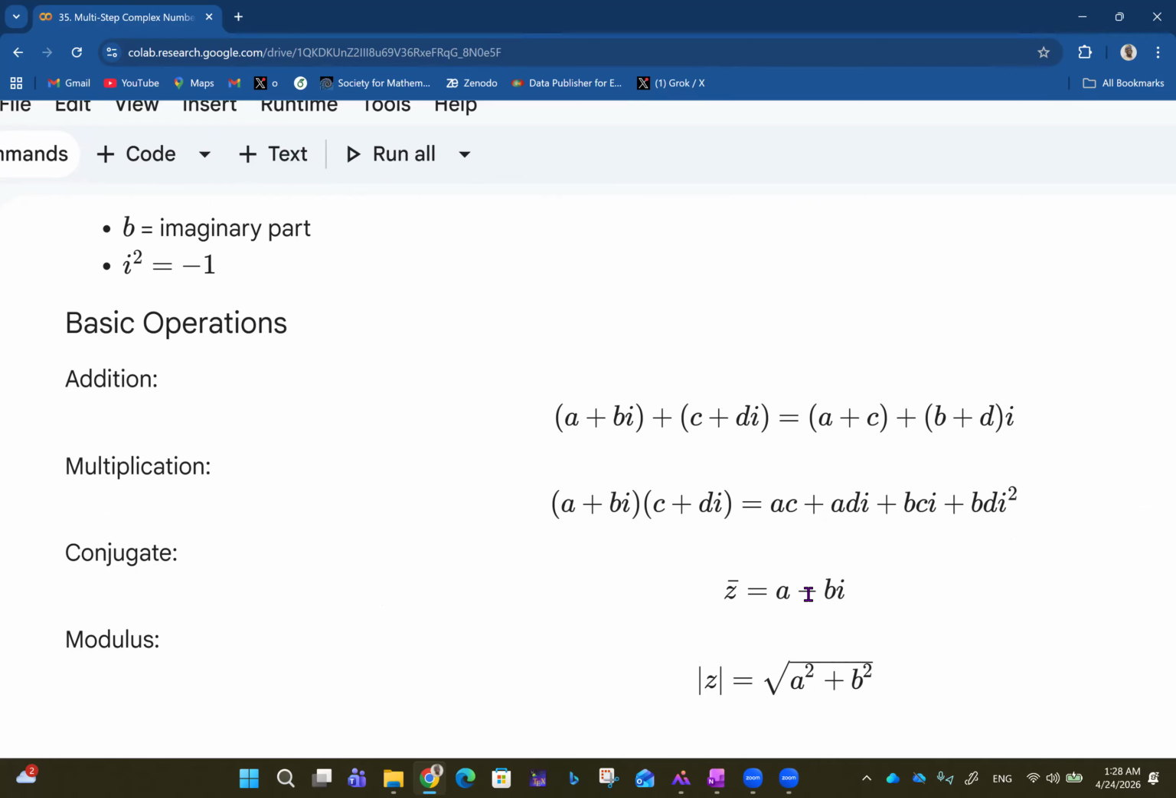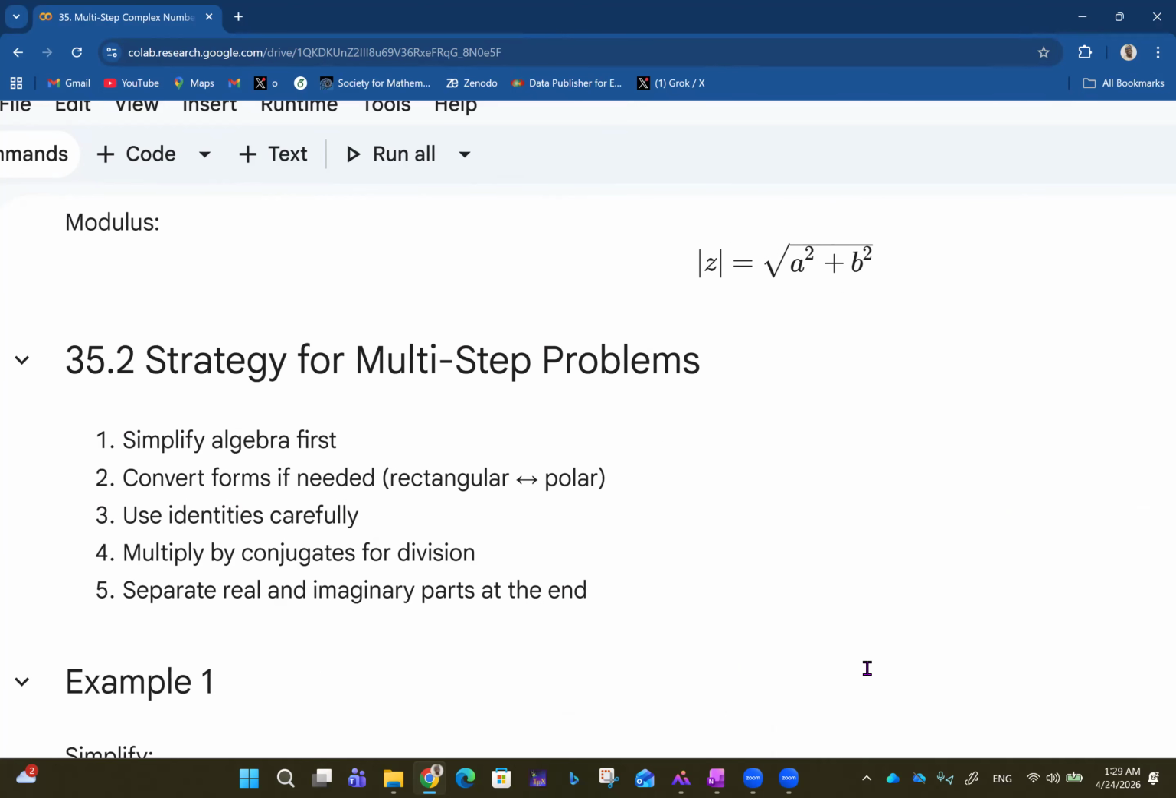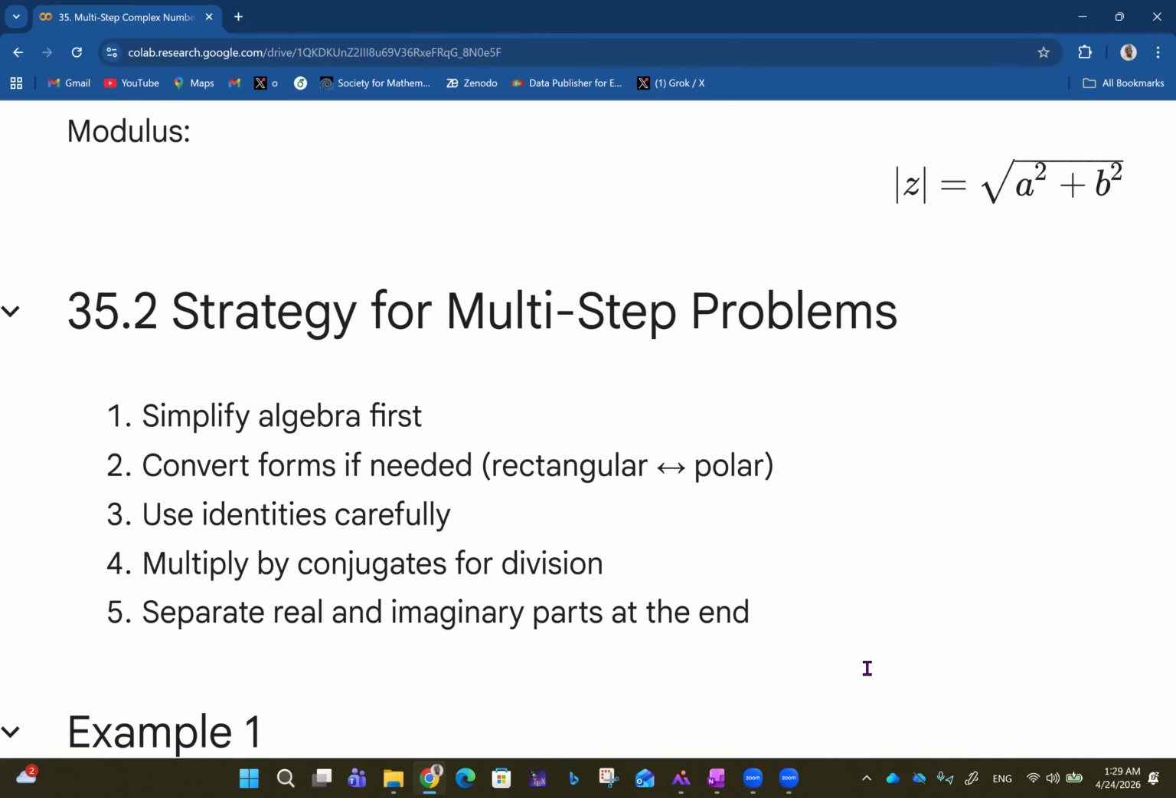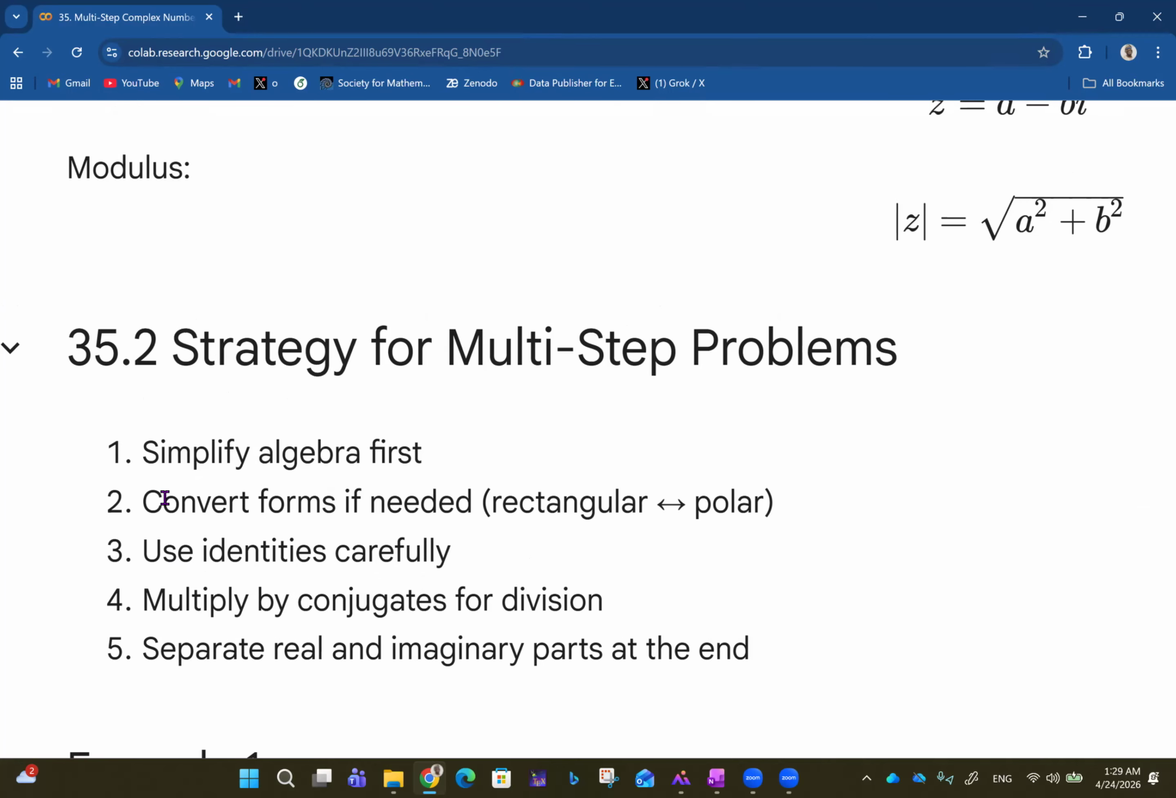And then the conjugate of z itself, which is z bar, is a minus bi. And the modulus of z, interestingly the same as the modulus of z bar, will be the square root of a squared plus b squared, as you've seen previously. And then we have a strategy for multi-step problems. Usually, you want to simplify the algebra first. Then you convert forms if needed. You may need to convert from rectangular to polar to exponential, or from exponential to polar, or from polar to rectangular. You can do that back and forth. Then you can use identities carefully. Then you can multiply by conjugates for division, and you can separate real and imaginary parts at the end.